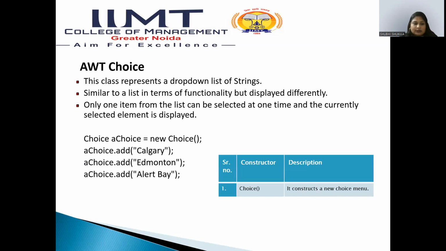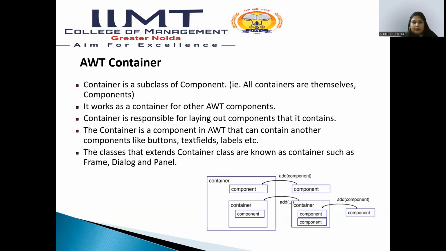Next is choice. The class represents a drop-down list of strings, similar to the list in terms of functionality, but displayed differently. Only one item from the list can be selected at one time, and the currently selected element is displayed. Here we create one object for the Choice class, and through the add method we add some elements in the choice list. Okay, then next is AWT container.